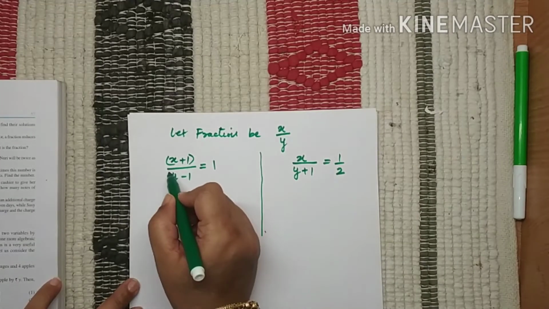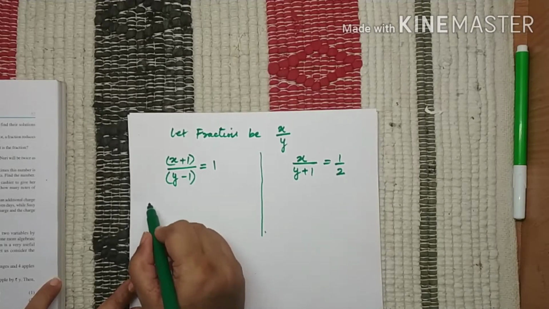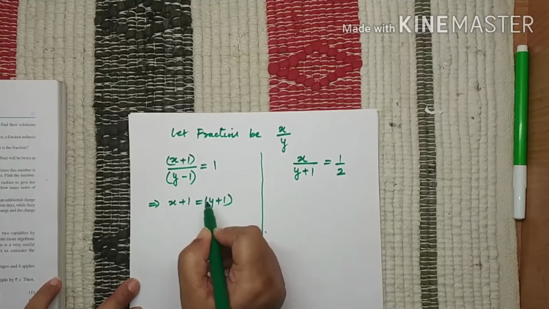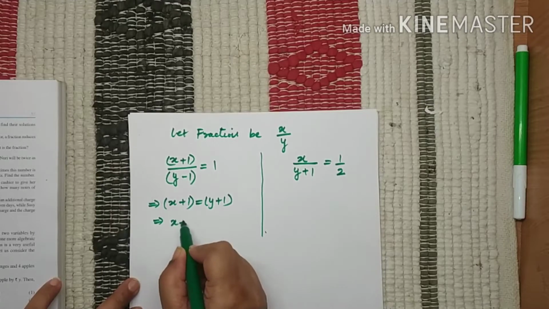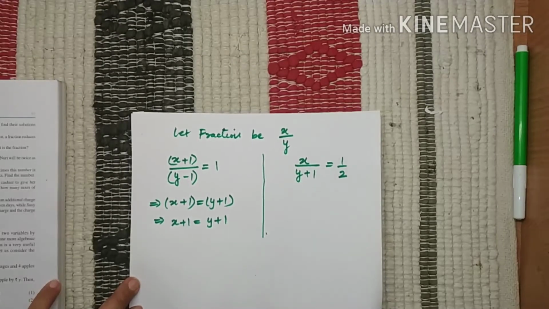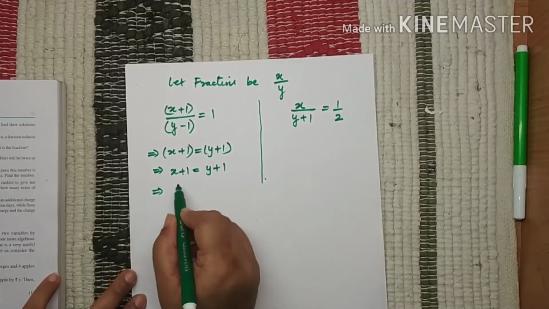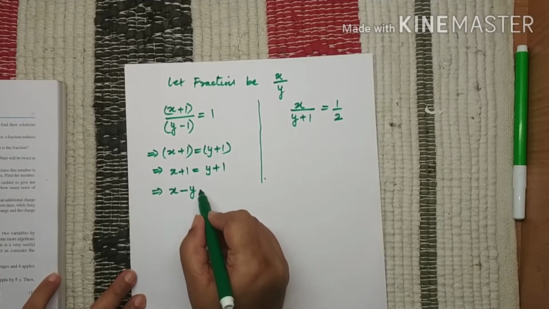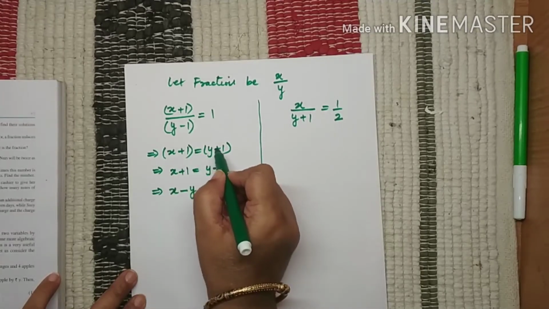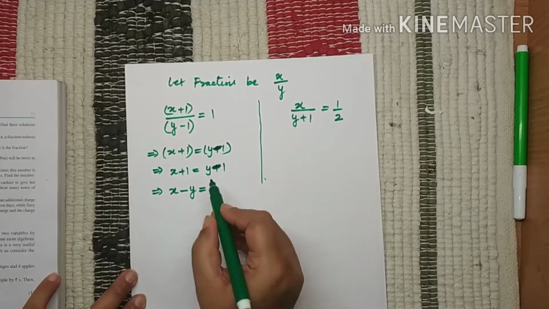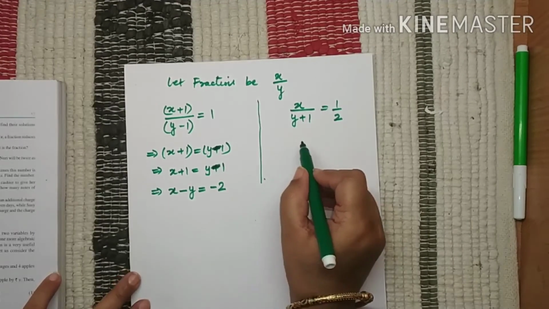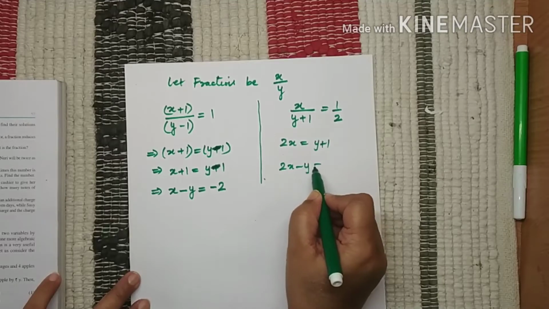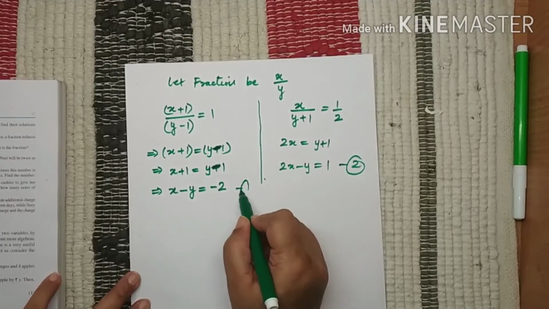Since there is more than one term in the numerator and denominator, I enclose them in parentheses. So I have (x plus 1) by (y minus 1) is equal to 1, cross multiplication. This gives me x plus 1 is equal to y minus 1. If I simplify it, I bring the terms of x and y to the left hand side. Transposing y to the left hand side, I get x minus y is equal to minus 1 minus 1, so I get minus 2. And now here we have 2x is equal to y plus 1, so 2x minus y is equal to 1. This is the second equation. This is the first equation.